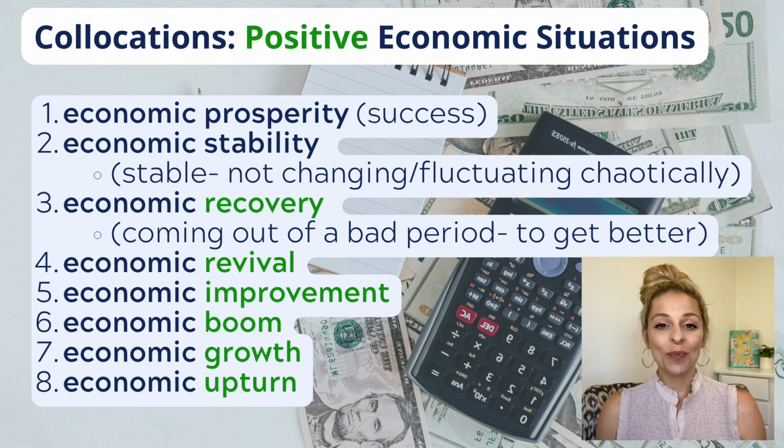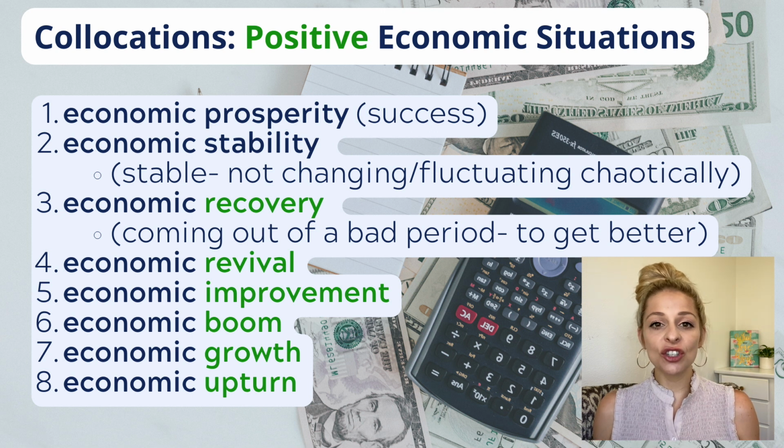So we have economic prosperity, which means economic success. Number 2, economic stability. Stability is the noun form of the adjective stable. So it means that the economy is not changing and it is not fluctuating chaotically. It is very stable or peaceful. Economic stability. And collocations 3 through 8 all refer to positive economic change, maybe going from a bad economy to a good economy.